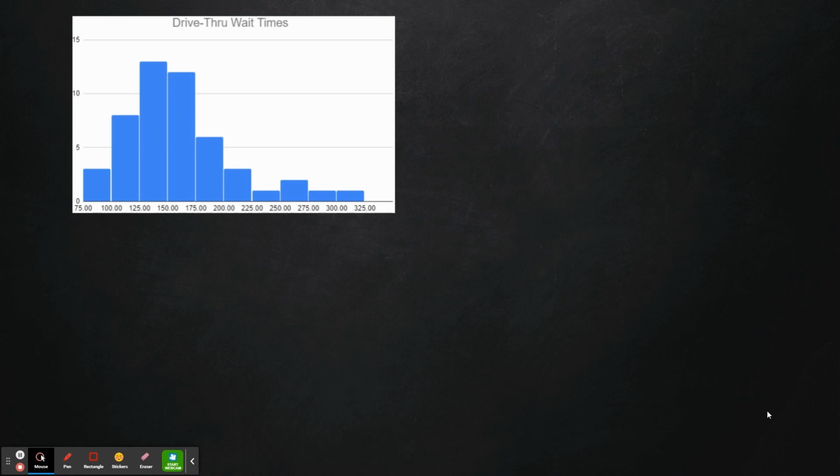Now, the width of the bin is negotiable. The last one, we had a bin width of 50. Here's a histogram of the same data with a bin width of 25. It still looks pretty reasonable. We get more bins, of course, more bars, but it still is a pretty good looking graph.